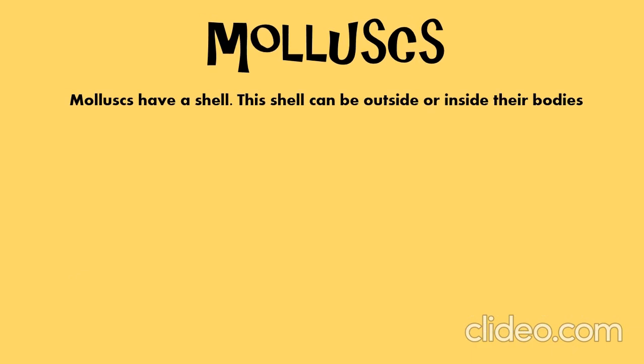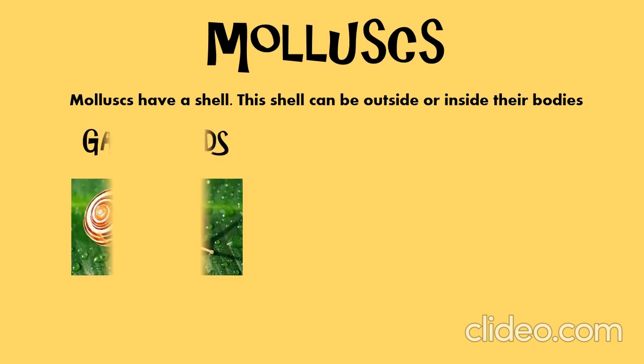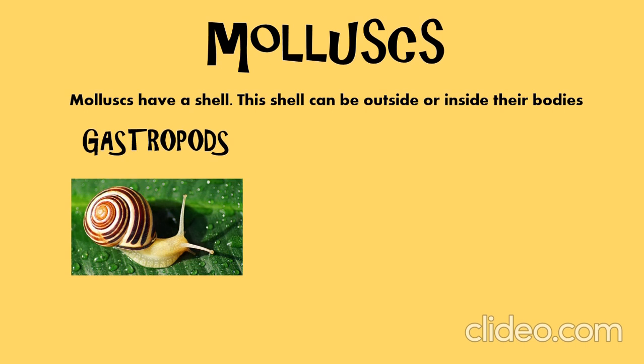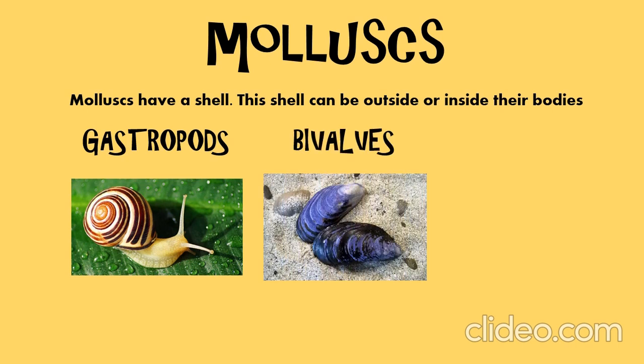Then the second big group of invertebrates are the mollusks. Mollusks have got a shell, and this shell can be outside or inside their bodies. Inside mollusks, we've got 3 subgroups. We've got the gastropods, that are the mollusks that have got the shell outside their bodies, like the snail. Then we've got the bivalves, like the mussels. The bivalves are the mollusks that have got 2 shells. These shells protect their bodies.